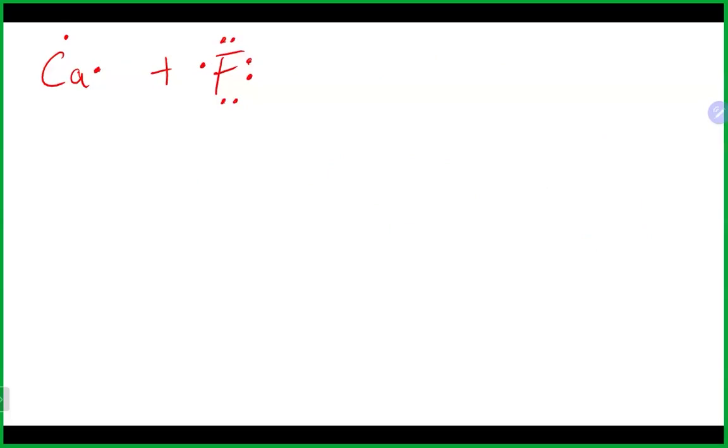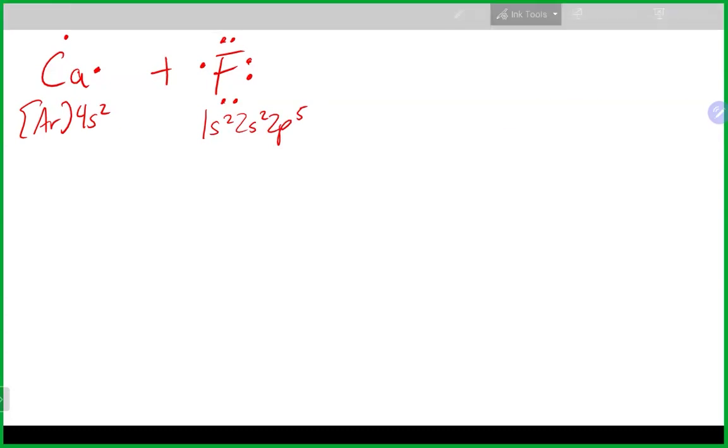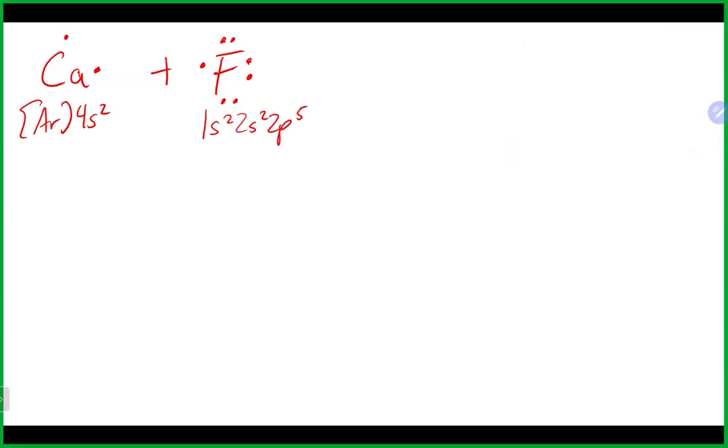So calcium, again, having our argon 4s2 configuration, our fluorine having 1s2, 2s2, 2p5 in this case. So once again, that is still a metal and a non-metal, so we know it's going to be ionic. We know our calcium is going to give up its electron. So when it does so, it's going to send an electron over to fluorine.